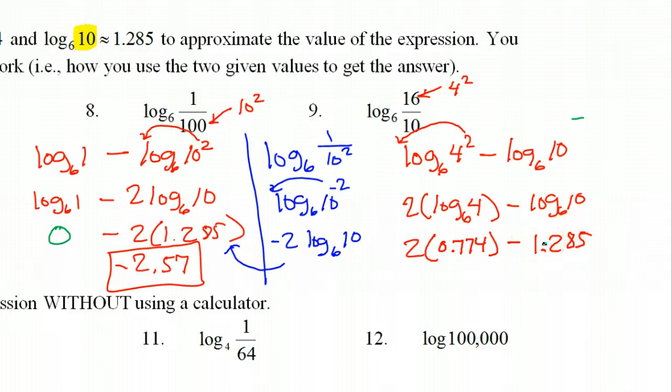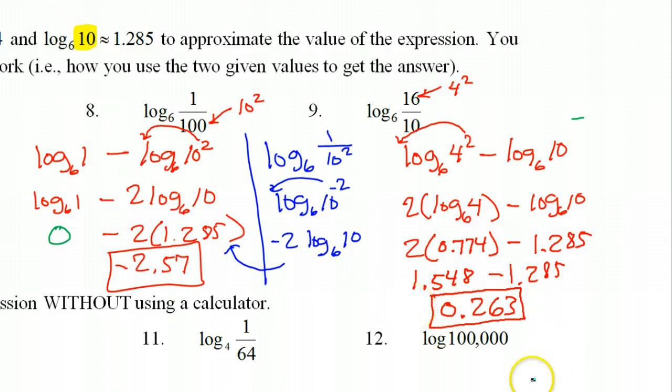2 times 0.774 is 1.548 minus 1.285, no rounding, so minus 1.285, and that gives me 0.263. Kabam! That's number 9.